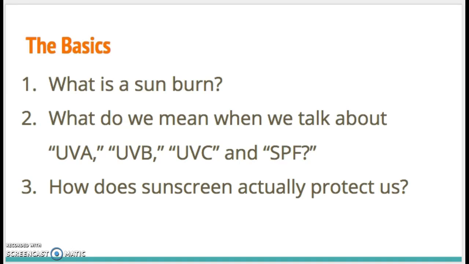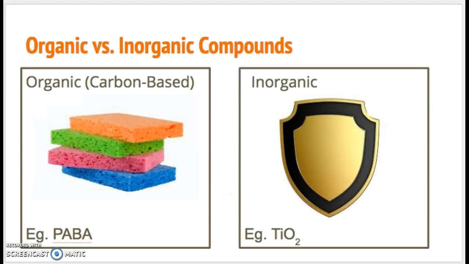So, now that we've got down the basics, let's talk about the chemistry. How does sunscreen actually work? Sunscreen depends on a combination of organic, that is carbon-based, and inorganic, or non-carbon-based compounds. The inorganic compounds act as shields which physically reflect UV light away from the skin. Meanwhile, organic compounds work more like sponges, absorbing UV rays so that our skin cells don't have to.